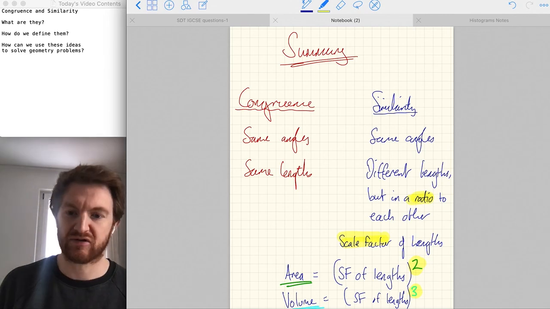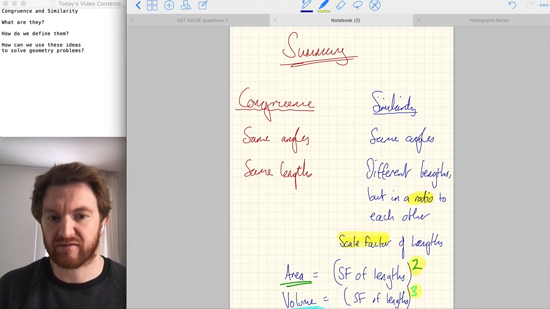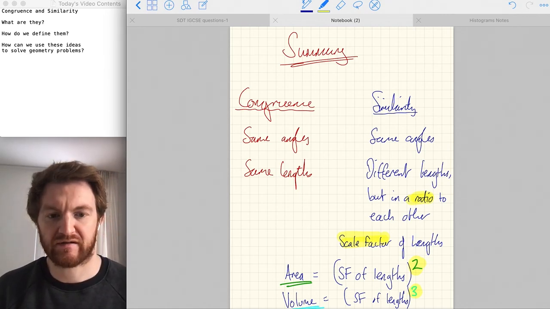Feel free to go back and have a look at any of the little sections again, and if you're happy with this, you can try some of the questions today. They're split into 3 parts: a straightforward one, somewhere in the middle, and then an extension, which is a bit more complex.